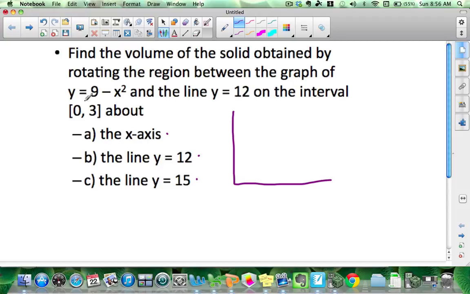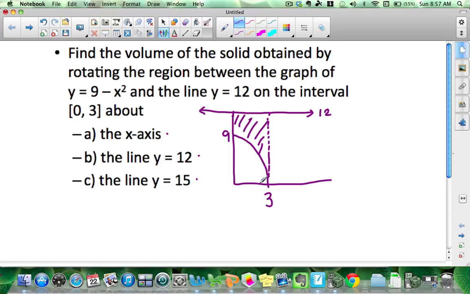Okay, so I know I'm only concerned with the first quadrant because I'm talking about the interval from 0 to 3. 9 minus x squared is a parabola, a downward facing parabola that hits the y-axis at 9 and the x-axis at 3. Do you guys agree with that? Do you see where I'm getting that? When x is equal to 3, y is equal to 0. Okay, and then the line y equals 12 is going to be up here. And we're only interested in the interval from 0 to 3. So that means this guy right here is my region.